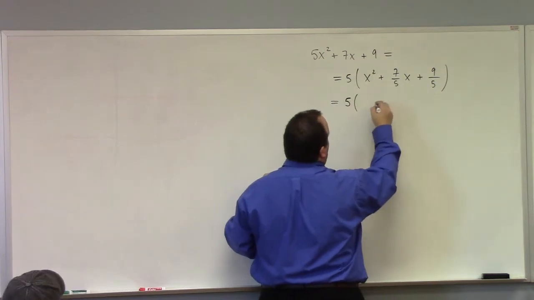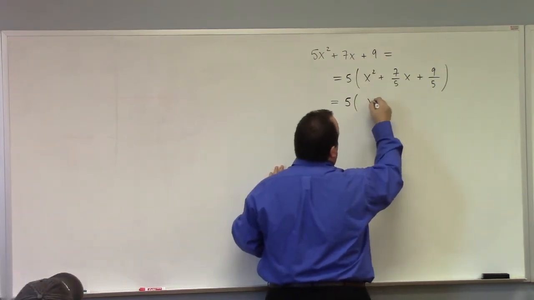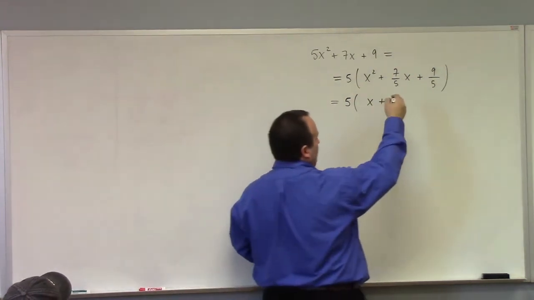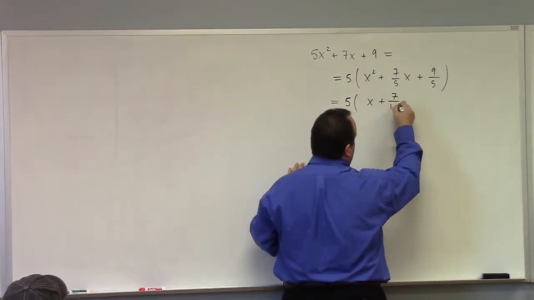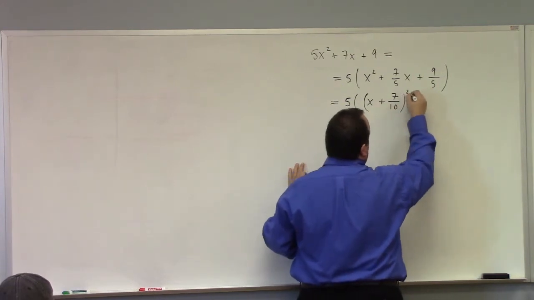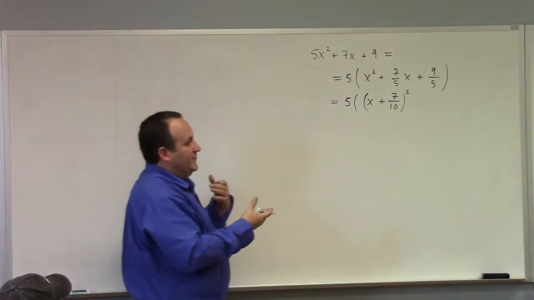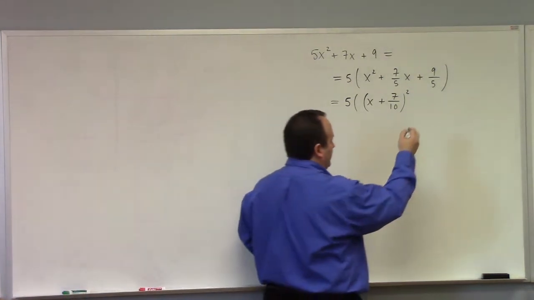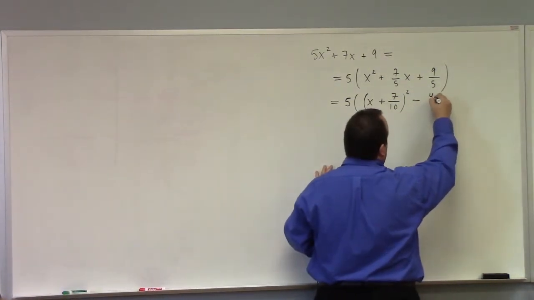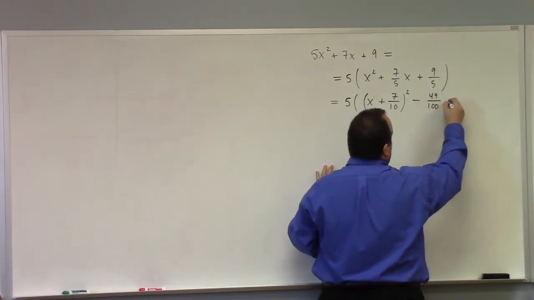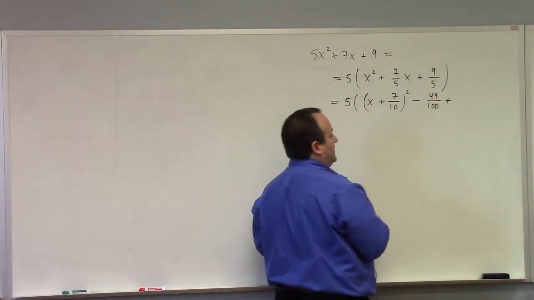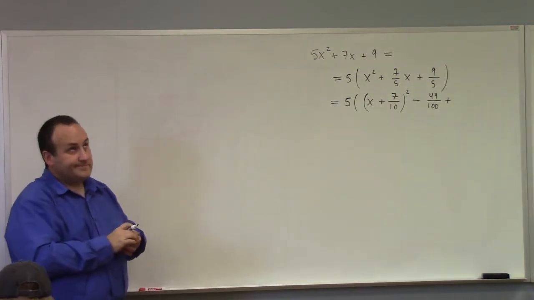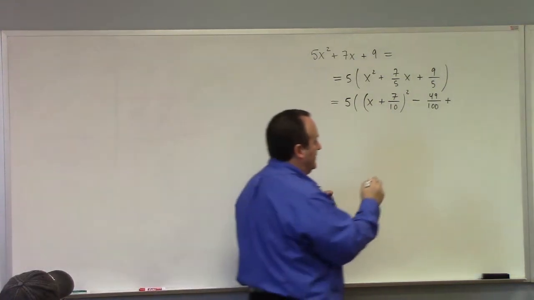Let's see here, 5. So x plus, what's half of 7/5? Well, it's 7/10, right? Divide 7/5 by 2, you get 7/10. So we do 7/10. You square that thing, all right? At that point, you've added 7/10 squared, so to be fair, you have to subtract 7/10 squared. 7/10 squared is 49/100. 9/5, let's put it into hundredths. In terms of hundredths, 9/5 is 180 hundredths, I think.